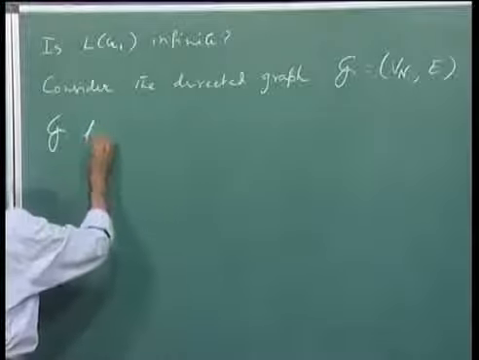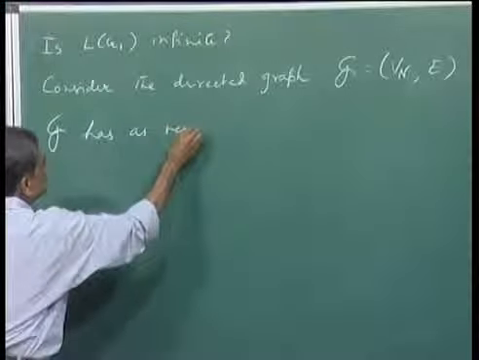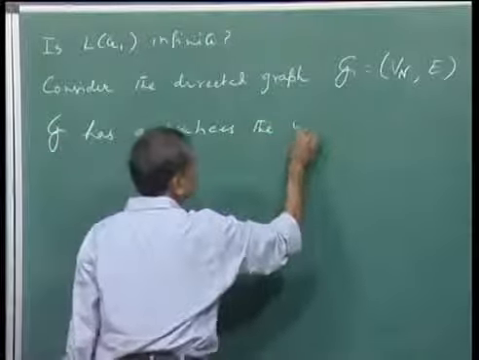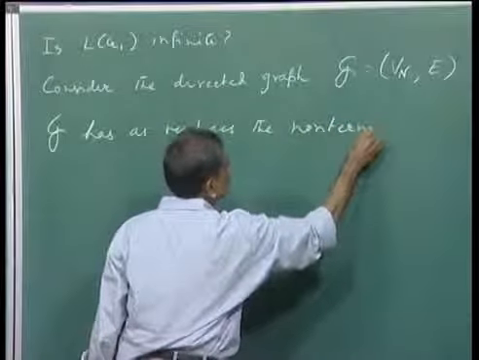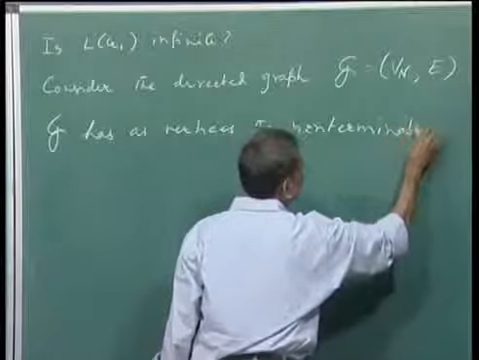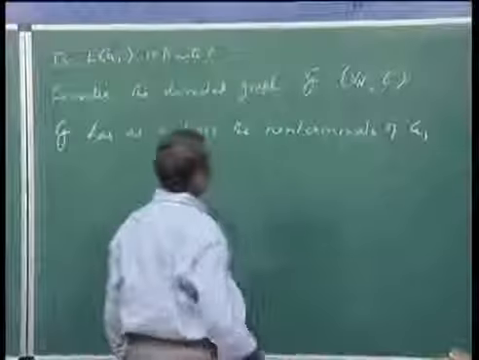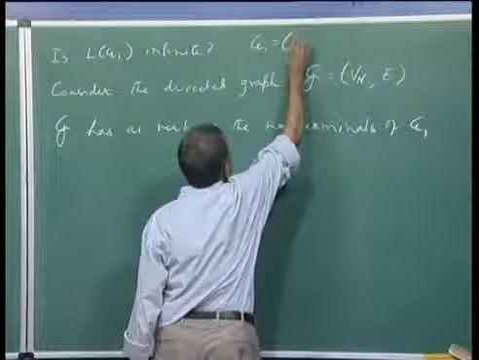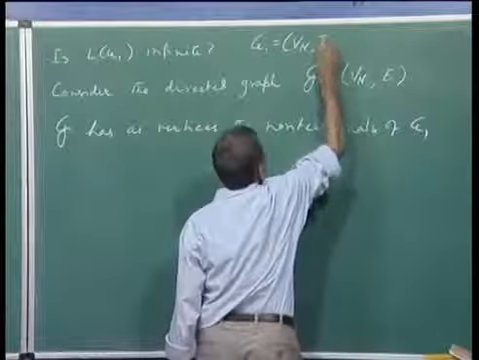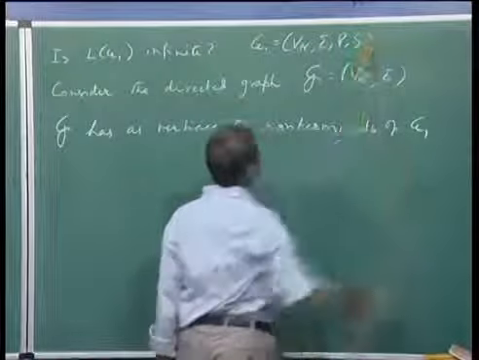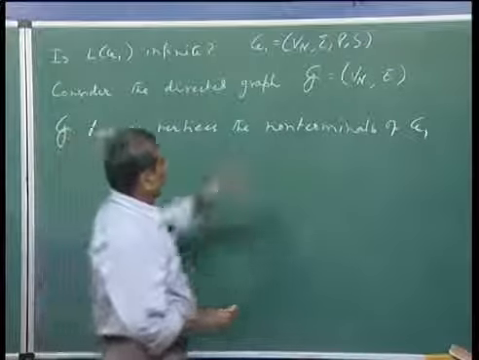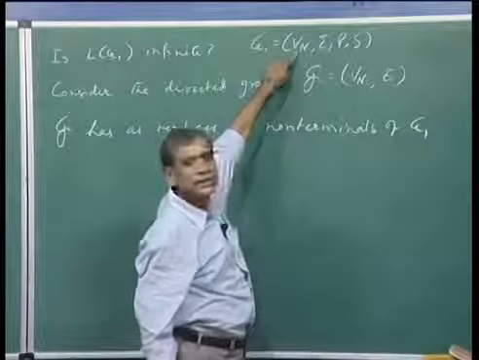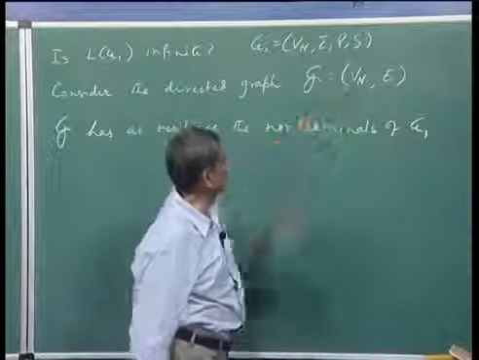G has as vertices the non-terminals of G1. So, in other words, if my G1 was the tuple Vn, sigma, P, S, the directed graph that we are building will have as vertices this set of non-terminals. That is what we have written, right.